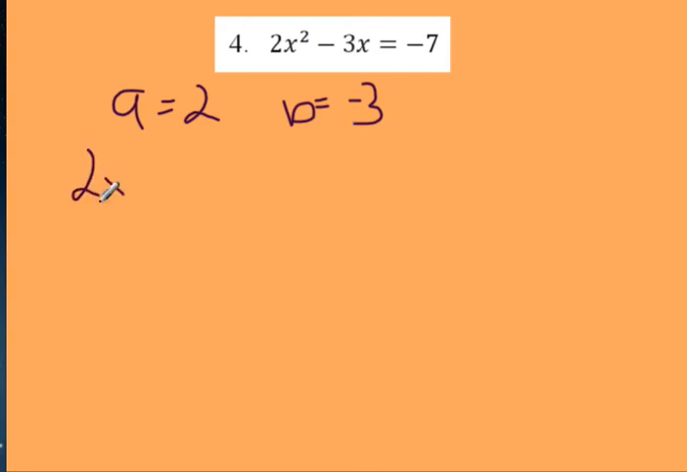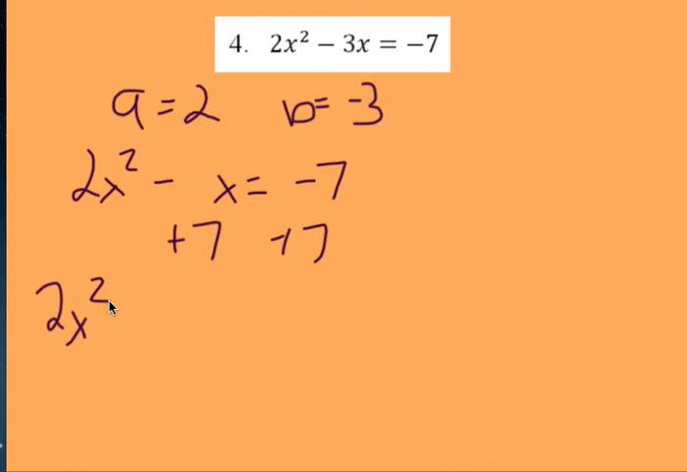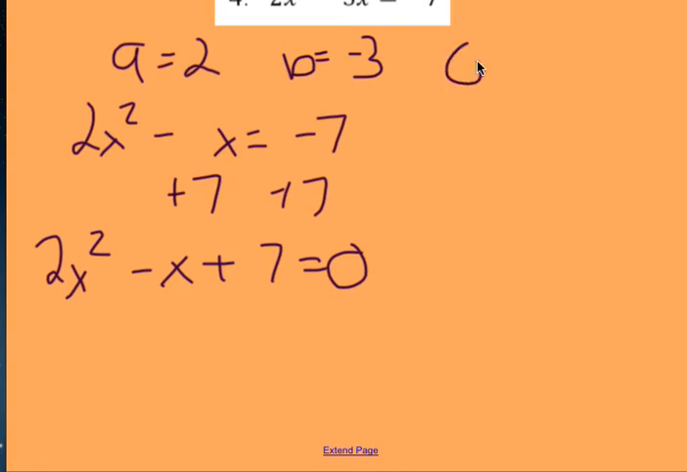So remember that in order to use the quadratic formula, it has to be set equal to 0. Since there's a minus 7 on that side, I'm going to go ahead and add 7 to both sides. So I get 2x squared minus x plus 7 is equal to 0. So now I know that my C is actually going to be a positive 7. Now I can plug that into the quadratic formula.